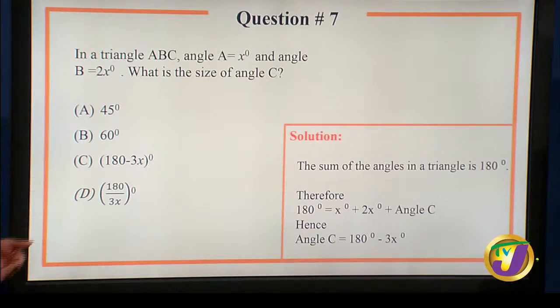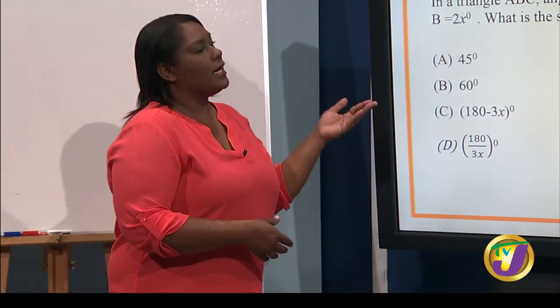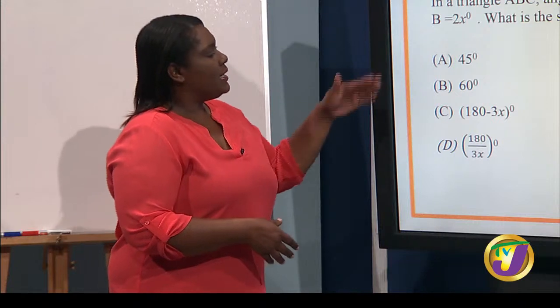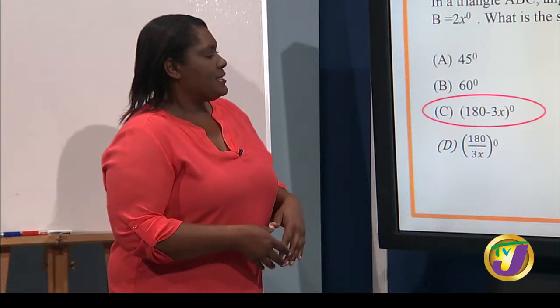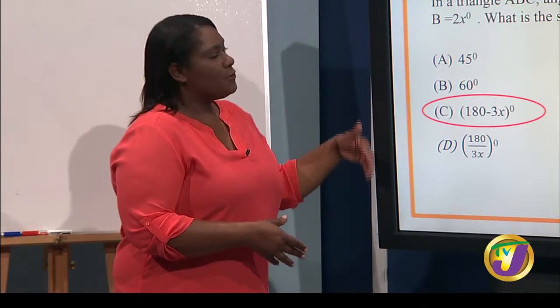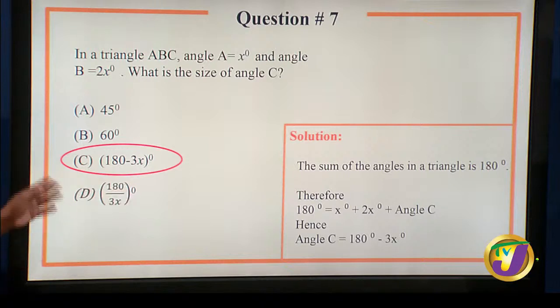We are not given enough information to select a 45 degree or a 60 degree. So what we could do is eliminate 45 and 60, and then we will be left with these two options, C and D, and based on working out, we will see that C would have been the correct answer.